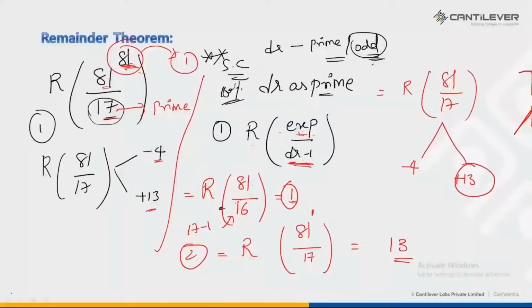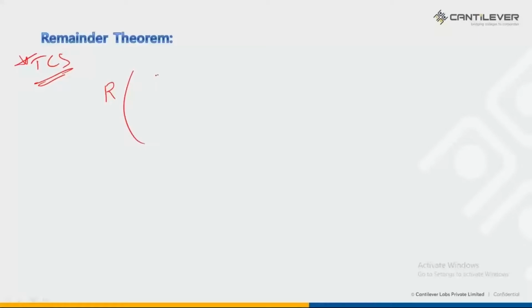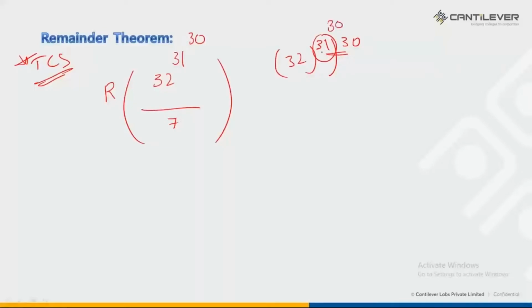Okay, now let's discuss a previous year replacement paper question. They asked you to calculate the remainder when 32 to the power of 31 to the power of 30 is divided by 7. It is not 32 to the power of 31 multiplied by 30. Here, 31 is again raised to 30, so 31 should be multiplied 30 times. Whatever the resultant is, say x, to that value you have to raise 32. That's how you have to solve this one.